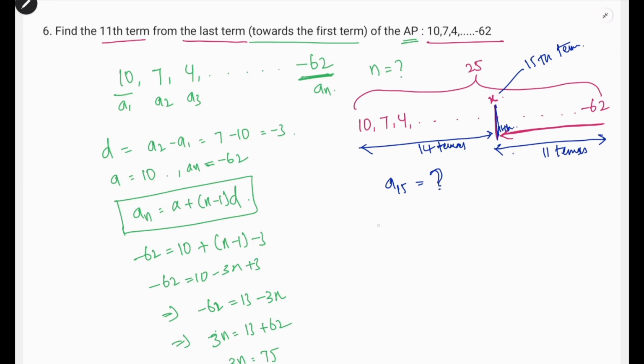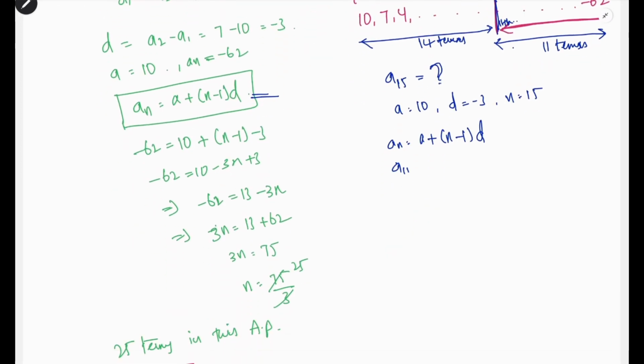Okay, now we will use the same formula. Here the first term is 10, common difference is minus 3, and n is 15. Okay, now an equal to a plus n minus 1 into d. We need to find a15, 15th term is equal to 10 plus 15 minus 1 into d is minus 3.